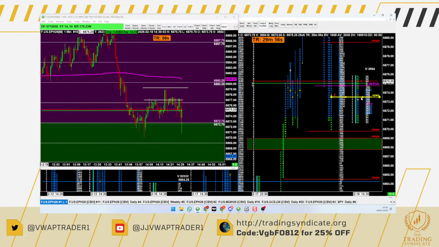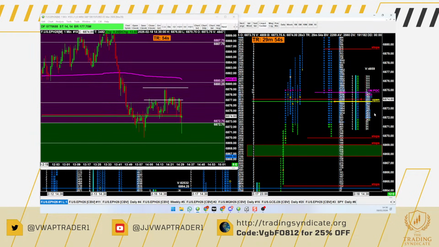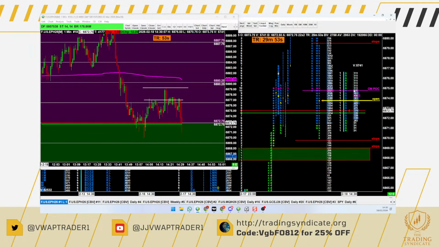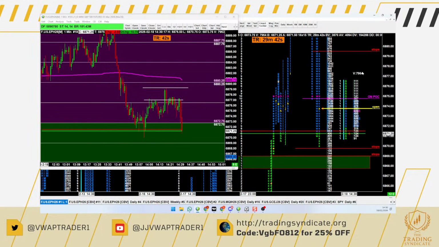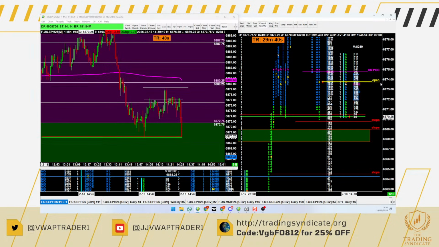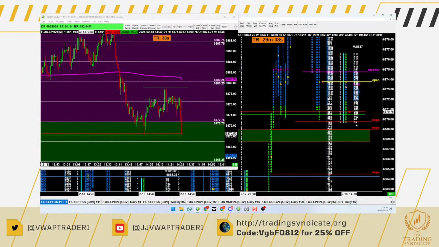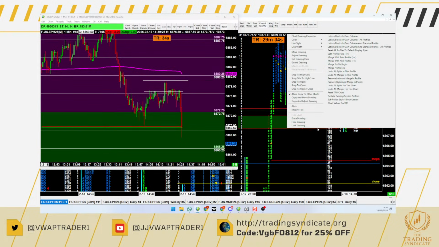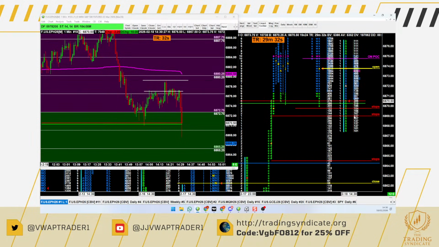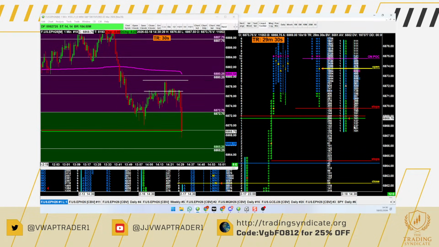Now, let's see if we fill these single prints. Oh, no, we caught a bid. It's going to be a little choppy, bounce it around a little bit. Let's see what happens. Right to the stop. Let's see if we fill in those shorts. Yeah, filled them in. Boom. Caught a bid. Filled in the shorts.